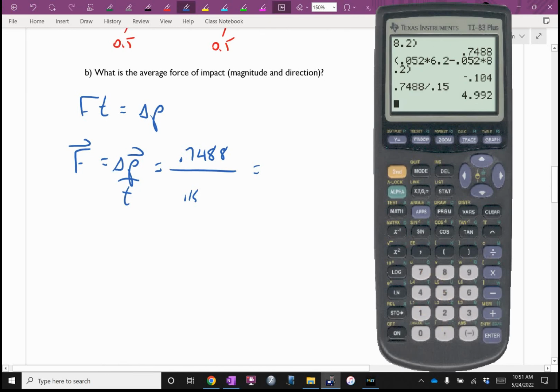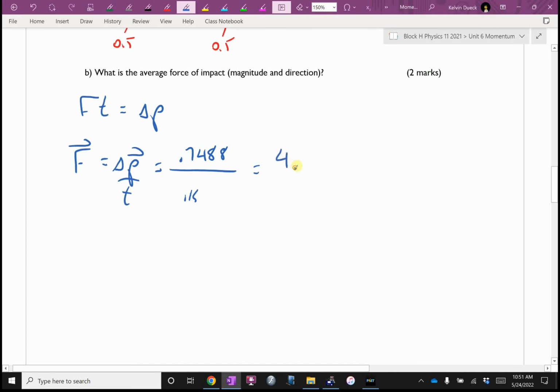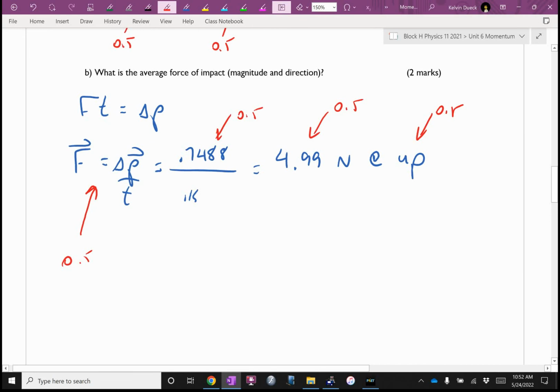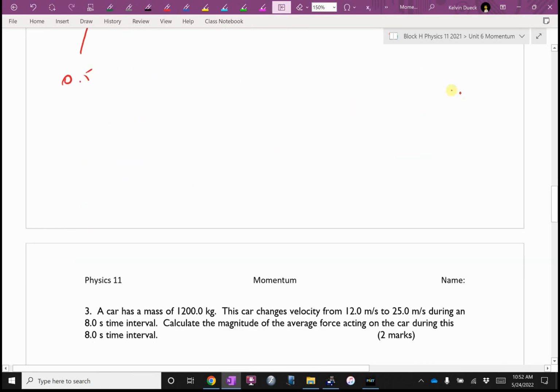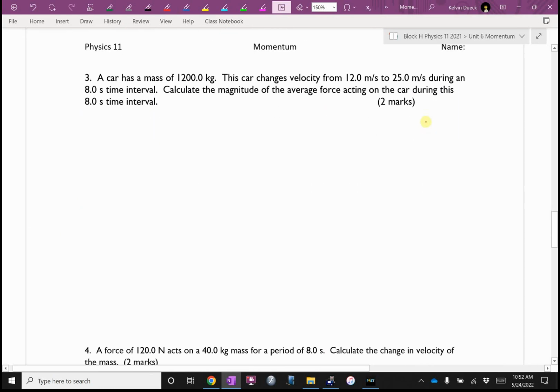And I got a force of 4.99 newtons. And if you wanted a direction, since I also got a positive answer, of course the ground is pushing up when something bounces off it. Okay? There, I would give you probably a half mark if I saw that, a half mark for the magnitude, and a half mark for the answer. Turn the page.